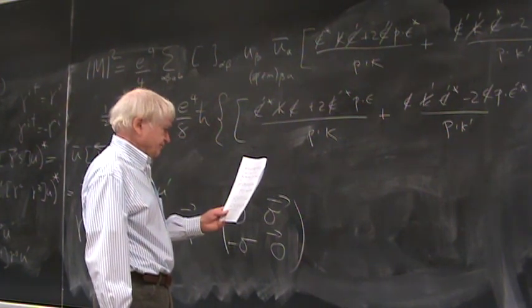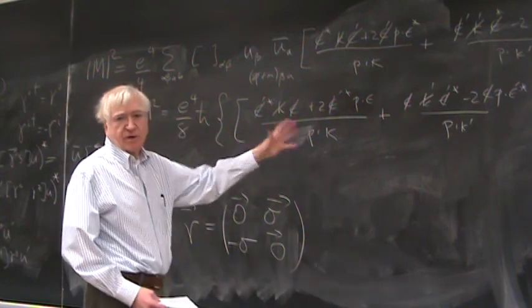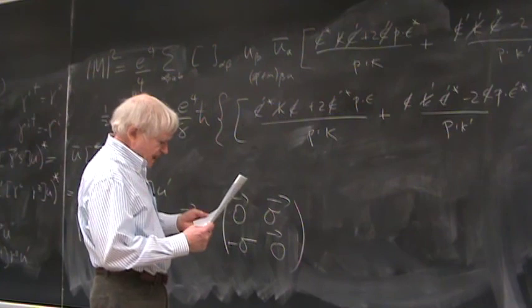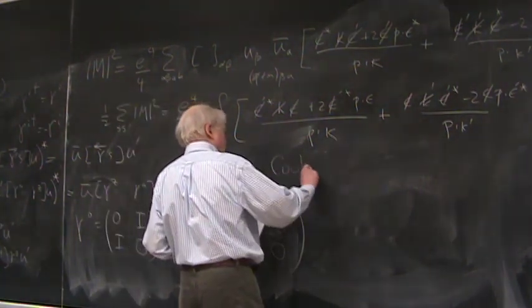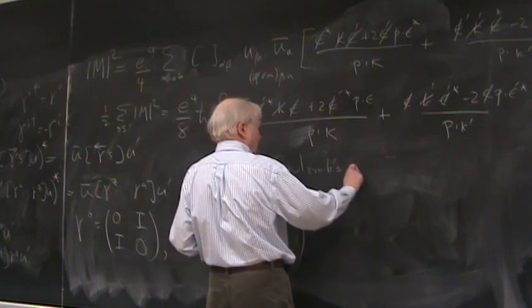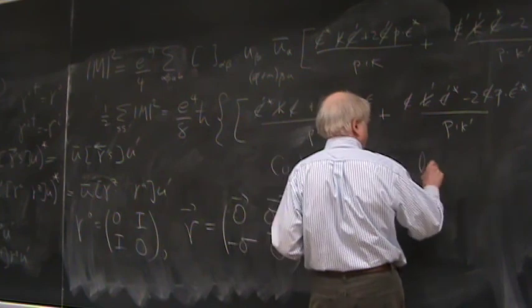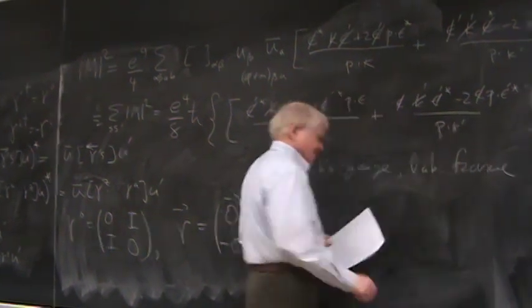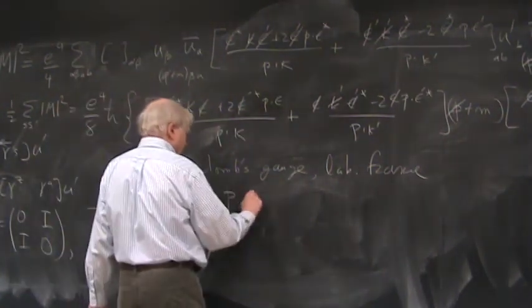Now, I'm not going to do all these traces. I'll do one of the 8 component traces for you. And in order to do that, I'm going to go to Coulomb's gauge and the lab frame. This is photon off electron.